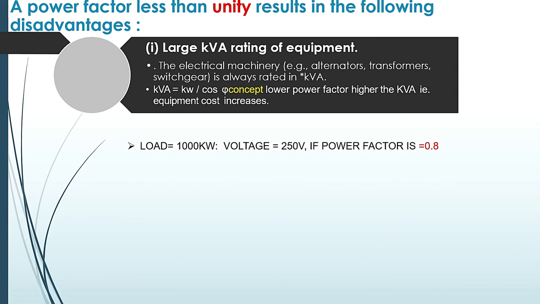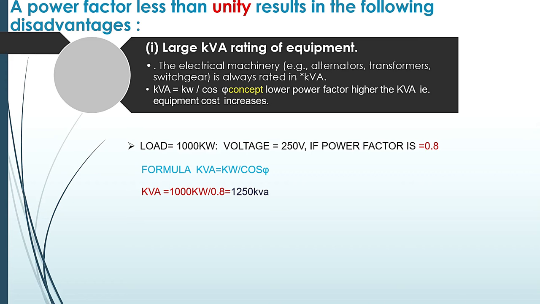Load example: 1000 kilowatt, voltage 250 volt, and the power factor is 0.8, which is less than unity. The formula is kVA is equal to kW by cos theta, where cos theta is the power factor. So kVA is equal to 1000 kilowatt by 0.8, which is equal to 1250 kVA. So for 1000 kilowatt, if the power factor is 0.8, it means 1250 kVA, so the rating will be increased.